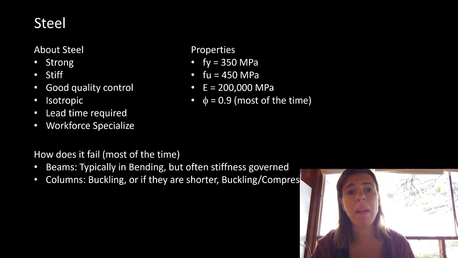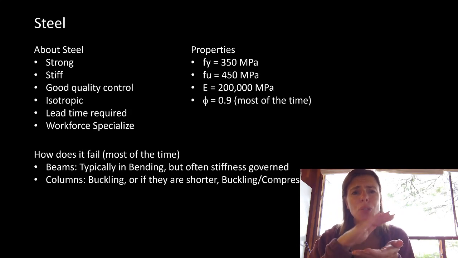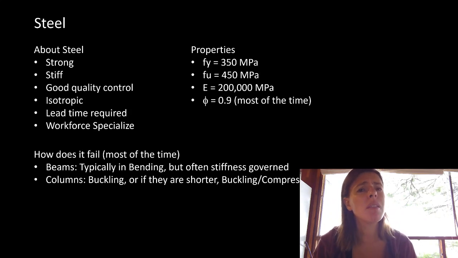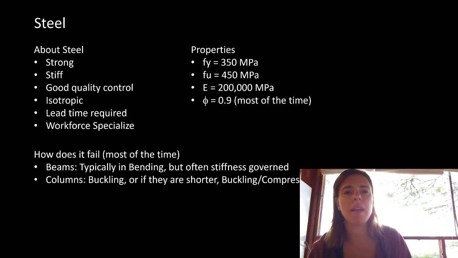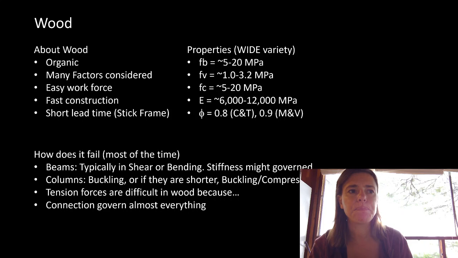Columns tend to buckle because they're strong enough and we can make them quite slender. Again, this is a stability kind of tied to stiffness problem, that buckling starts to be the problem for columns. Unless it's a really short column, which isn't often what we do, a buckling compression combination might be what governs that design. This isn't 100% of the time, this is what kind of governs the design of these elements.